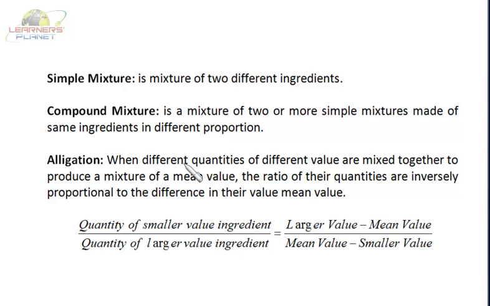Once again, when different quantities of different values are mixed together to produce a mixture of a mean value, the ratio of their quantities is inversely proportional to the difference in their mean value. That means quantity of smaller value ingredient to quantity of larger value ingredient is larger value minus mean value over mean value minus smaller value. Friends, this is a fantastic technique and we can use a pictorial representation to solve the problems of allegation. Okay, just see how.